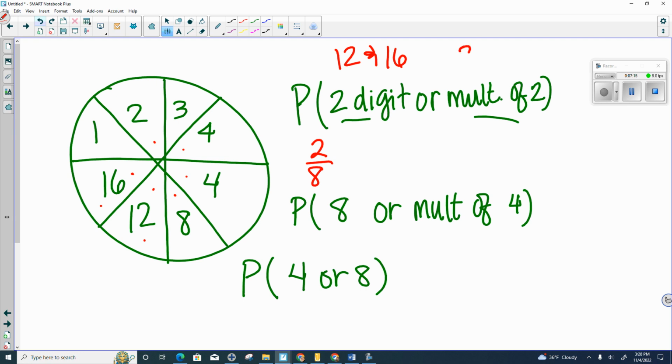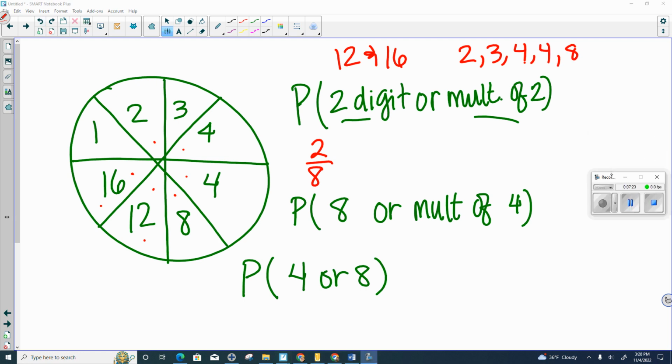So a 2, a 3. Got a couple 4s. I'm not sure if I need to write all of those. Probably. 8, 12, and a 16. 1, 2, 3, 4, 5, 6, 7. 7 out of the 8. And we said we're adding these guys up.